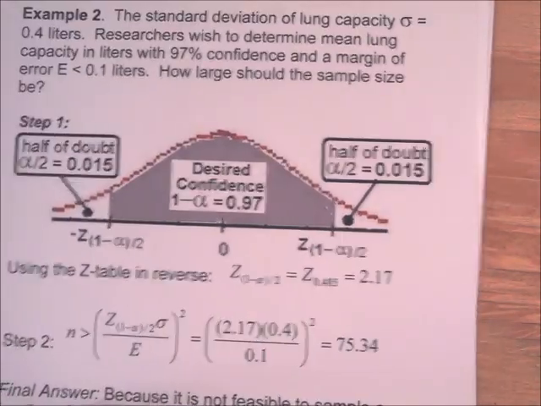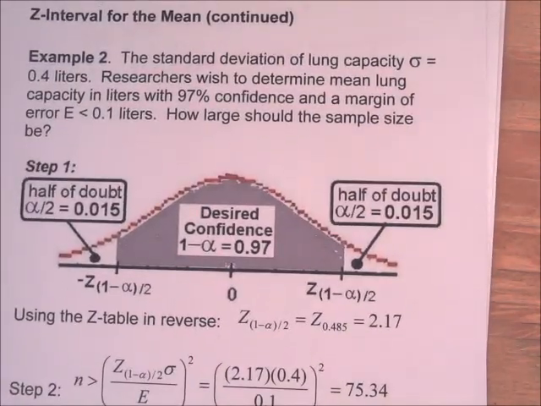Here's another example. Standard deviation of lung capacity is 0.4 liters. Researchers wish to determine mean lung capacity in liters with 97% confidence and a margin of error of less than 0.1 liters. How large should the sample size be?